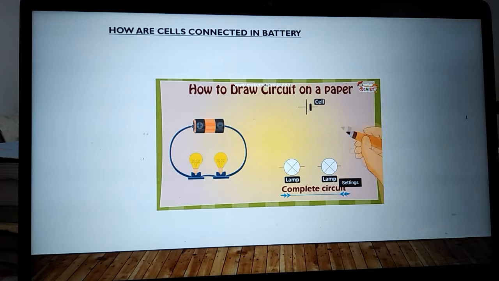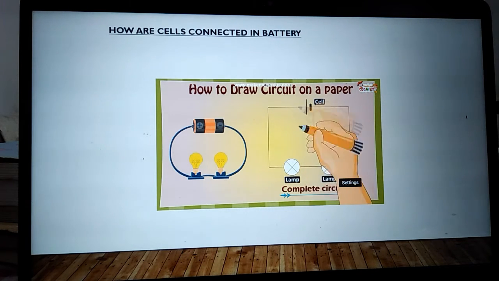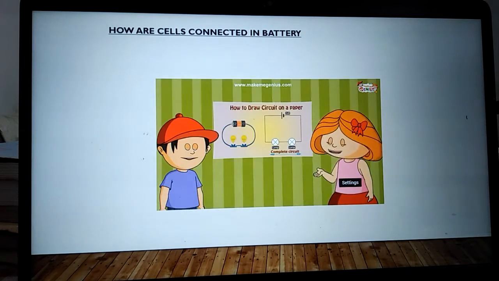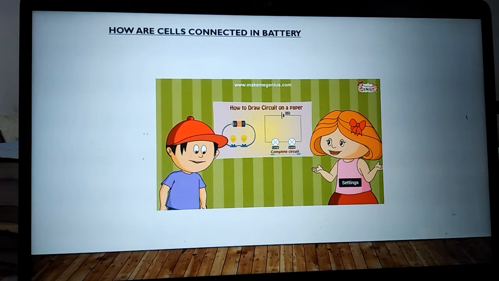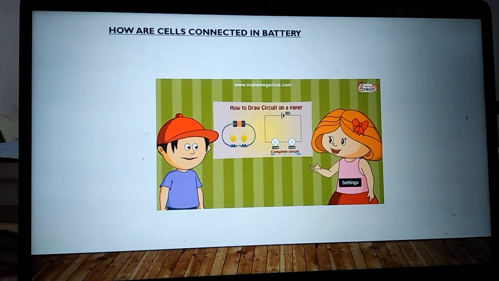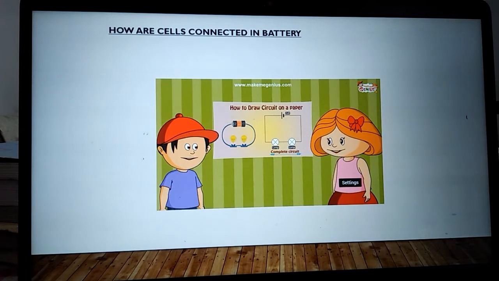To make a circuit, we draw straight lines which take turns at right angles. Now my circuit is complete. It looks so beautiful. Like I told you, this is known as series circuit. Can you remove the wire from one side of the first bulb?